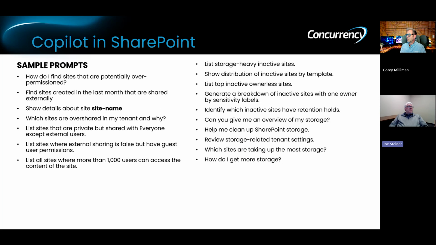Find sites created in the last month that are shared externally. This could be very useful if you're trying to keep your arms around how much we are sharing out there, any data exfiltration issues, things like that. Which sites are overshared in my tenant and why? One of the reports there will produce a list of sites that maybe are marked as top secret, yet are open to everybody. So it helps you manage the permissions within the organization to control where maybe we should be locking things down a little more.